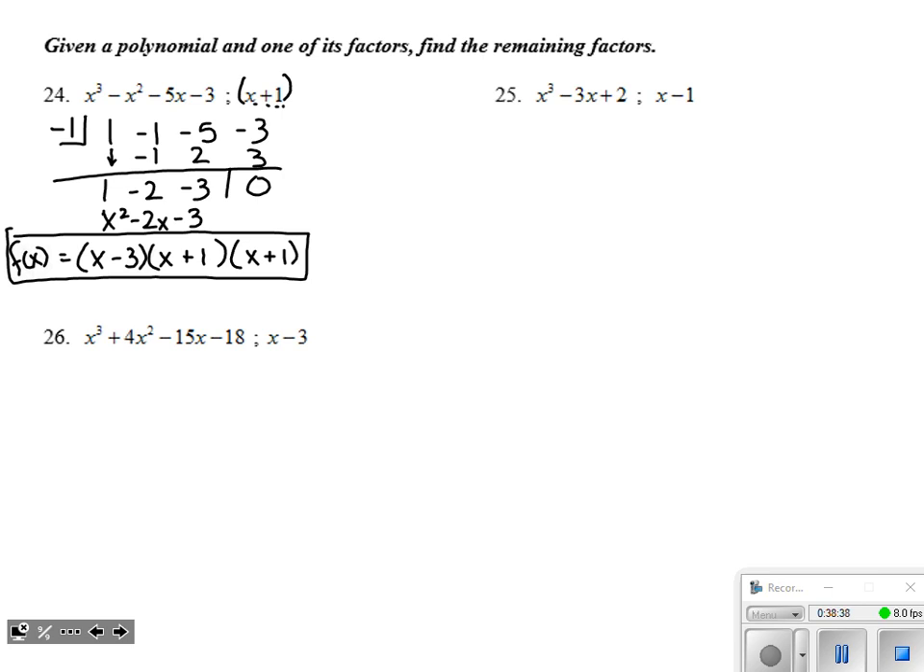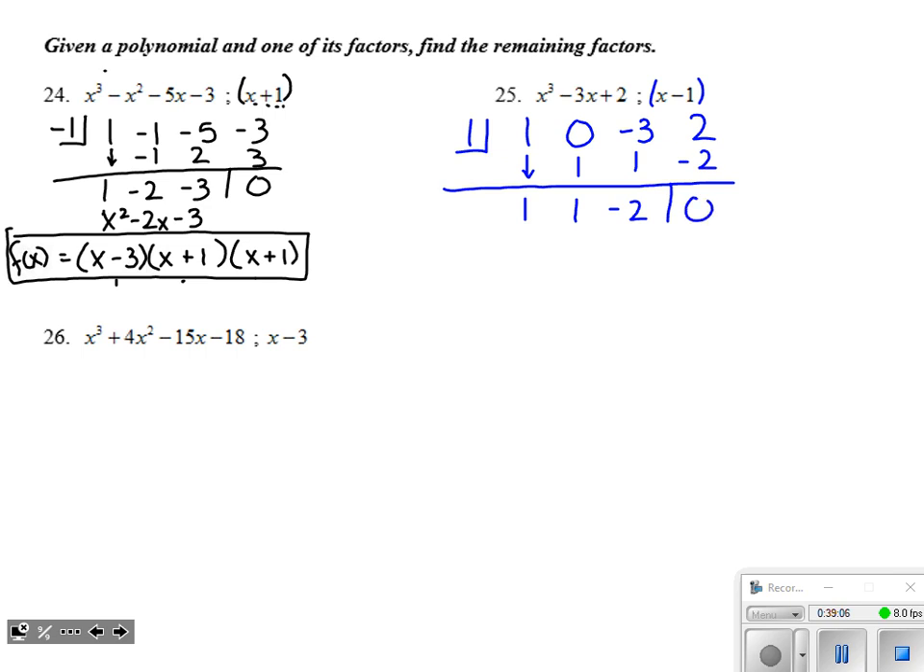And the nice thing about this, I've got 1, 2, 3 factors for a third degree polynomial. There's a nice little check there. Let's try 25. So x minus 1 is the factor. That means positive 1 goes into the box. I've got 1x cubed, 0x squared, negative 3x, and a positive 2. Let's go through synthetic. Drop down the 1, multiply and add, multiply and add, multiply and add.